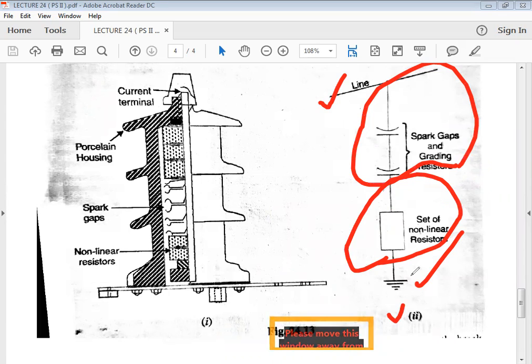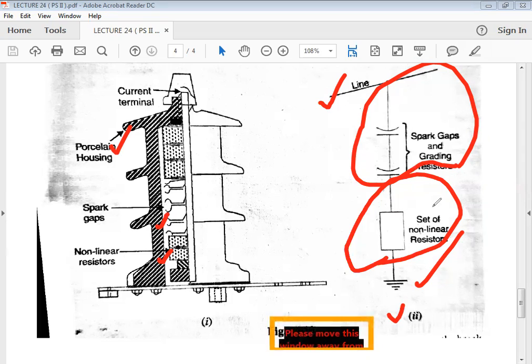There is a particular application of non-linear resistors. Here you can see the non-linear resistors are connected in series with the spark gap. The spark is developed between these gaps, and the whole assembly is placed in a porcelain housing. So this is the constructional detail of this arrestor.